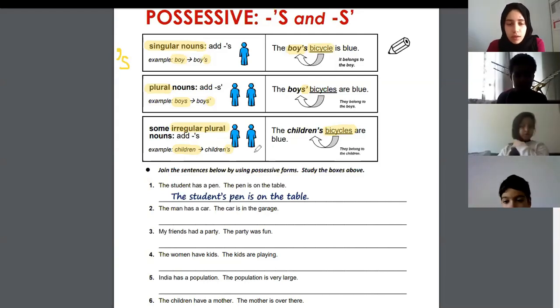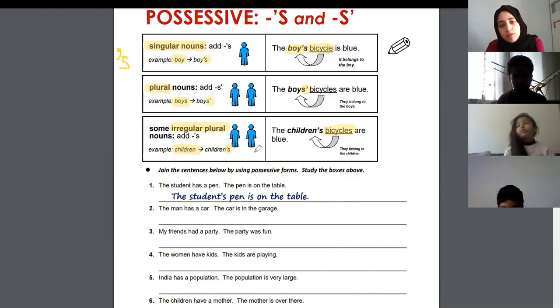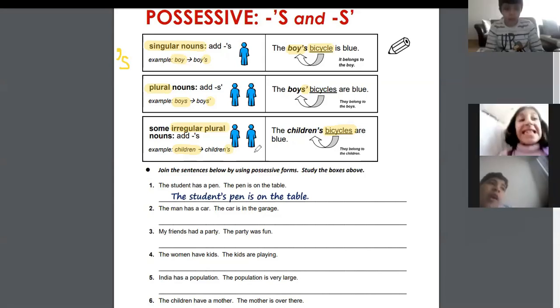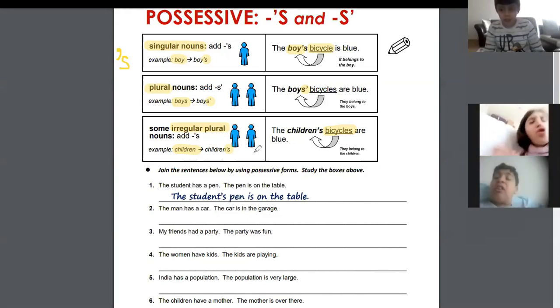So we will do a few examples together, and then only write when I write on the whiteboard. So anything I write on the whiteboard, I want you to write in your notebook. Ali, read the first example, please. The man. Yes. The students.